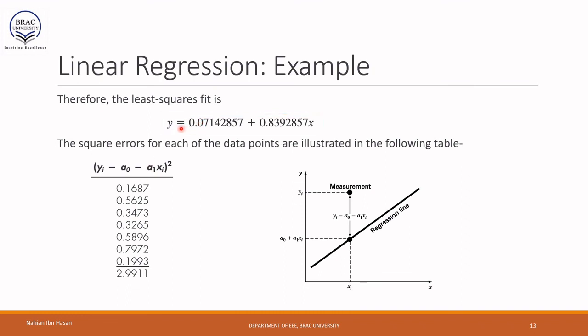And this is our main fitted line. This is a naught and this is a1. So y equal to a naught plus a1x. This is our least square regression line, and this is the least square error.